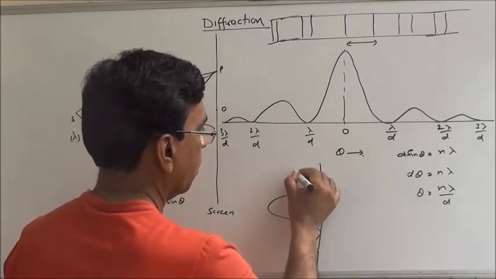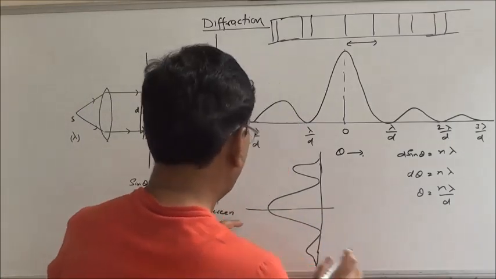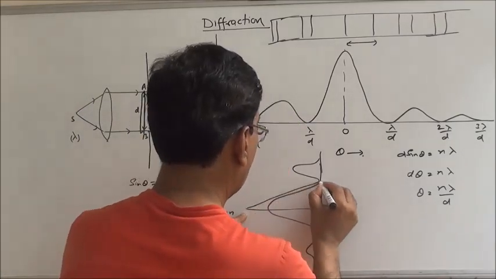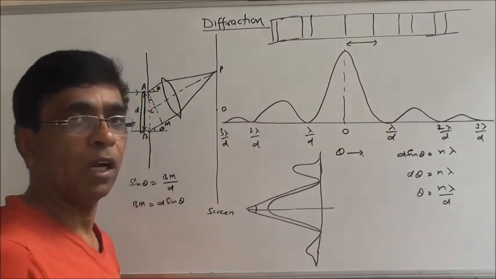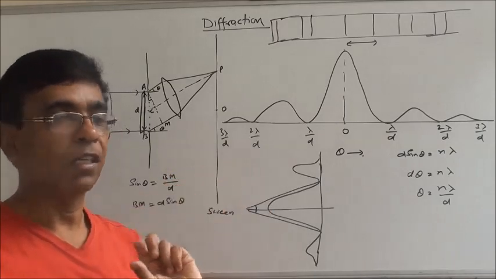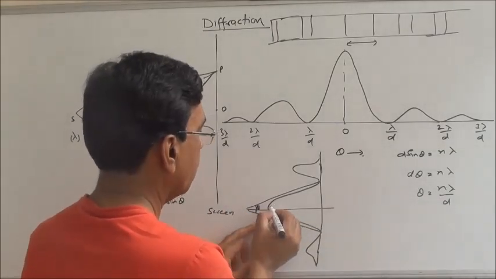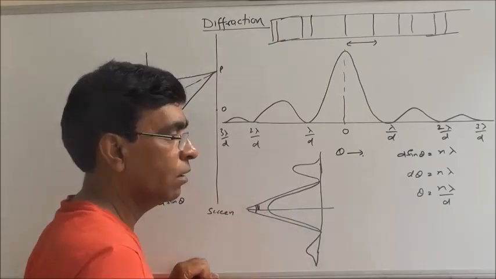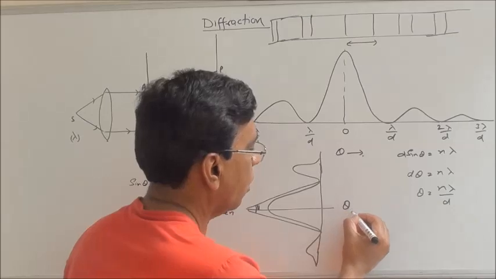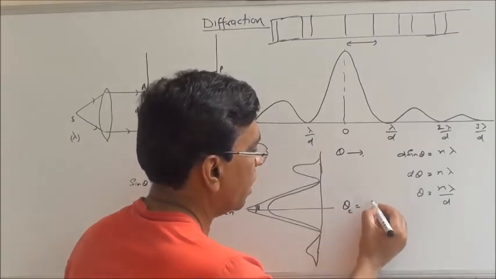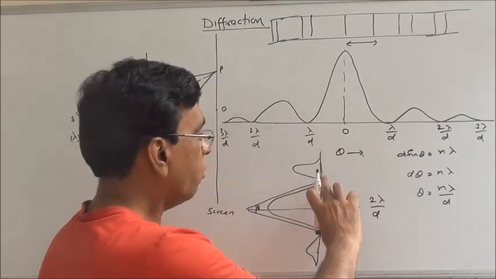If I plot like this, this is the angular width of central maxima, and this angle we got lambda by d. So this total becomes 2 lambda by d, angular width of central maxima. This is 2 lambda by d. What will be the linear width?